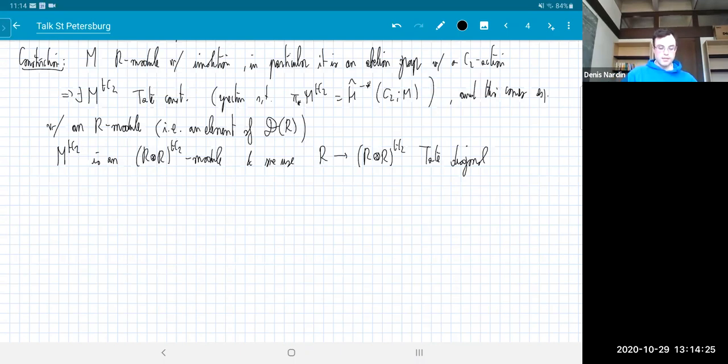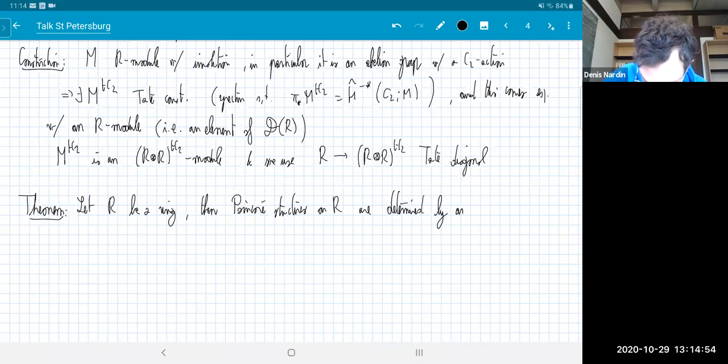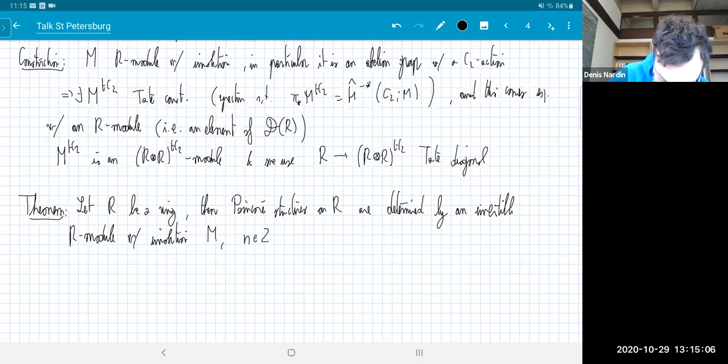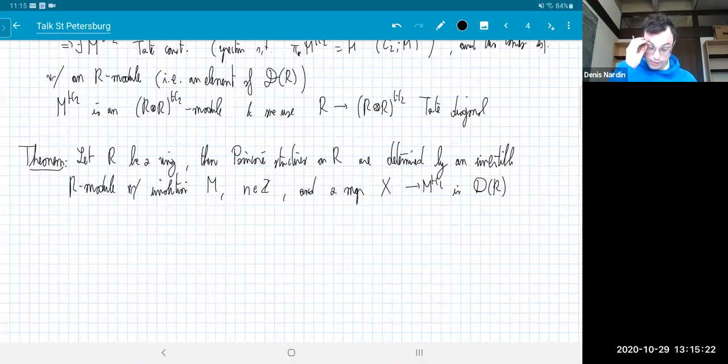Okay, so now I think it's time to state the theorem. Let R be a ring. Then Poincaré structures on R are determined by an invertible R module with involution M, an integer, and a map X going to the Tate in the derived category of R, where I give to the Tate the R structure that I described before.